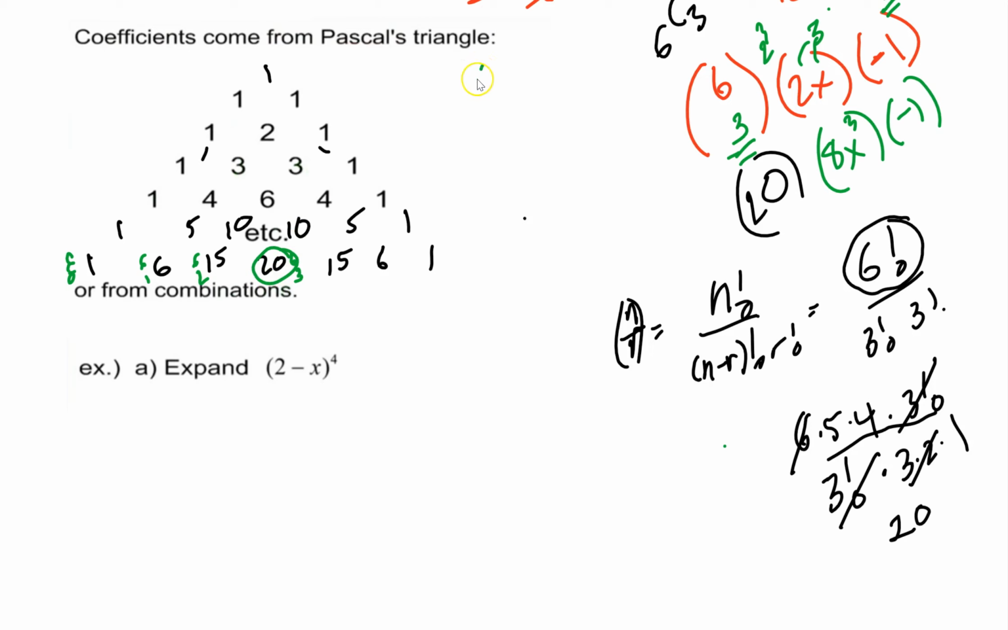So if I ask you, hey, what is 4C1? Here's row 4. This is 4C0, 4C1. Right, anyway, to finish this off, you just multiply everything, and you get negative 160x cubed.